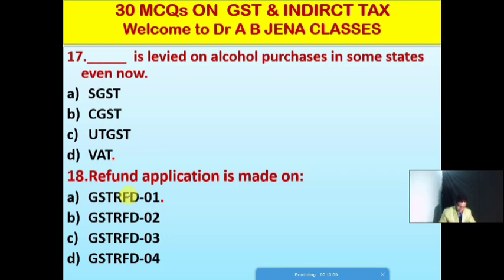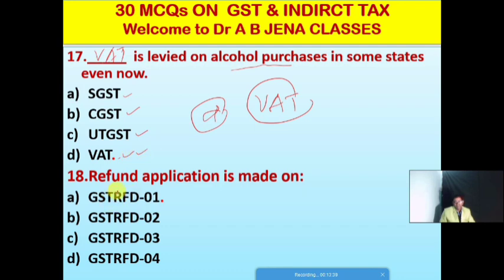So dear friends, next MCQ, also very vital. Dash is levied on alcohol purchases in some states even now, whether option A SGST, B CGST, Central Goods and Services Tax, C UTGST, D VAT. Oh, the right option is D. So it's VAT, and VAT stands for value added tax. VAT is levied on alcohol purchases in some states even now. So the option is D.